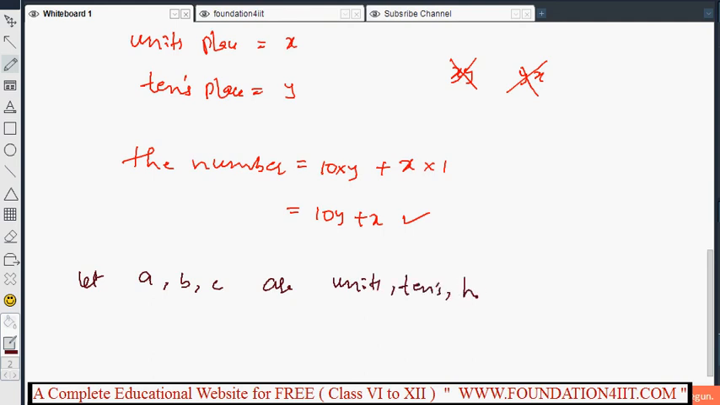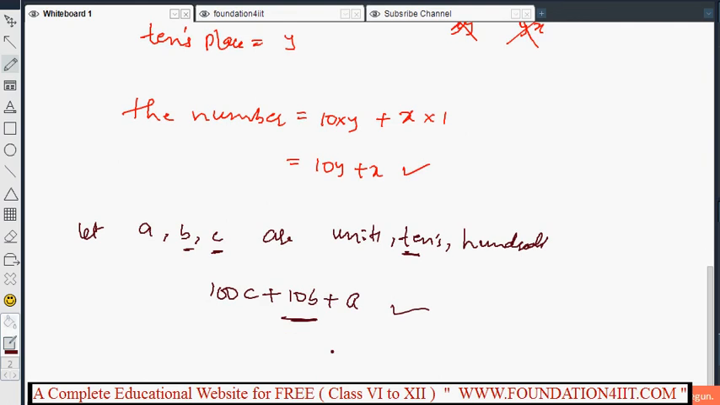So the hundreds place value is C, so 100 into C, that is 100C, plus the tens place is B, so 10B, and the units place is A. So 100C plus 10B plus A is the particular number. This is the way we can write any given values. Every digit is only from 0 to 9. Only 0 to 9 we can take as digits.